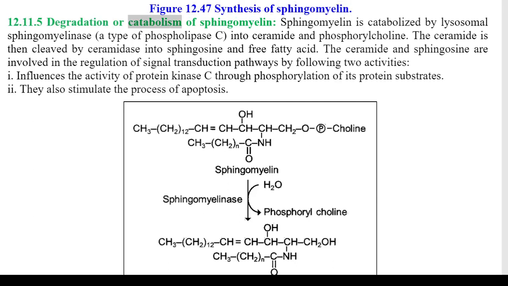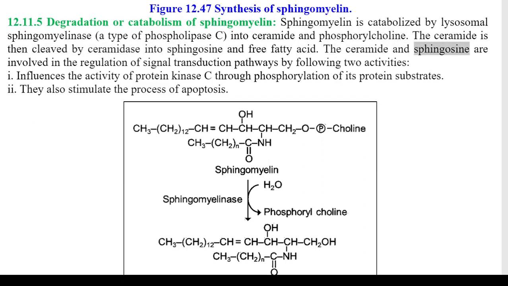12.11.5 Degradation or catabolism of sphingomyelin. Sphingomyelin is catabolized by lysosomal sphingomyelinase, a type of phospholipase C, into ceramide and phosphorylcholine. The ceramide is then cleaved by ceramidase into sphingosine and free fatty acid.